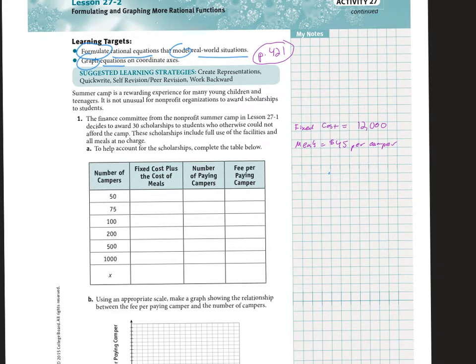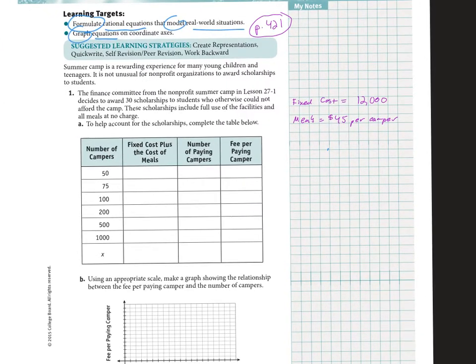So this particular section picks up with the summer camp that we saw in a previous section. And so if you read through the problems, it says now they want to award scholarships to students who could not afford the camp. So these students would not need to pay to cover the fixed costs or pay to cover their meals.